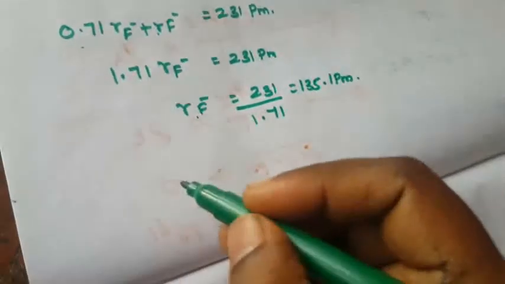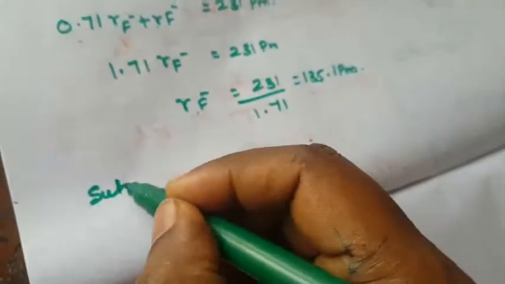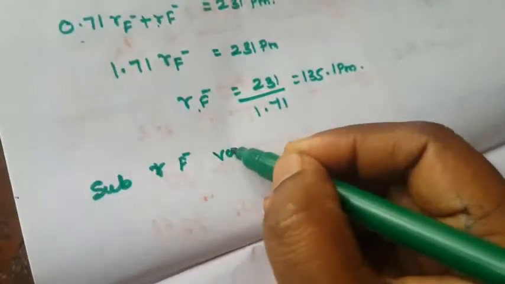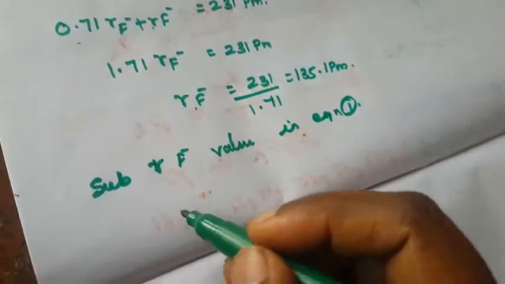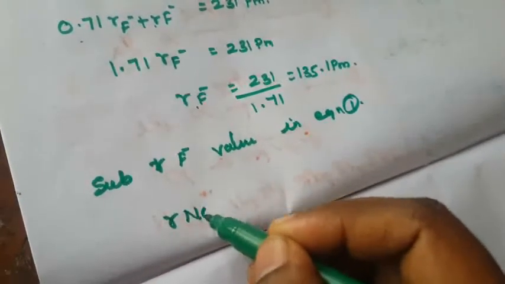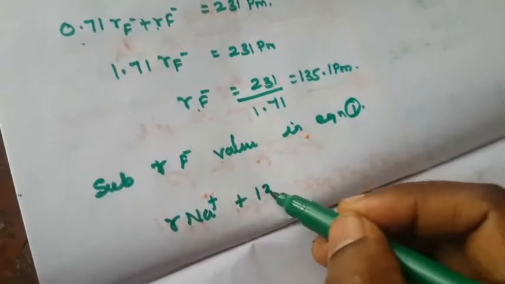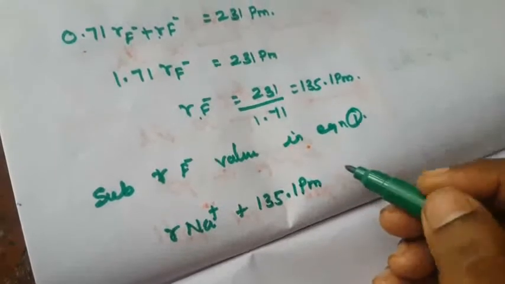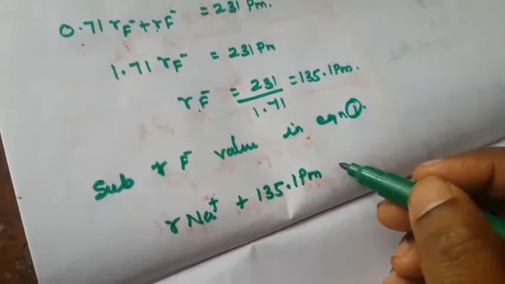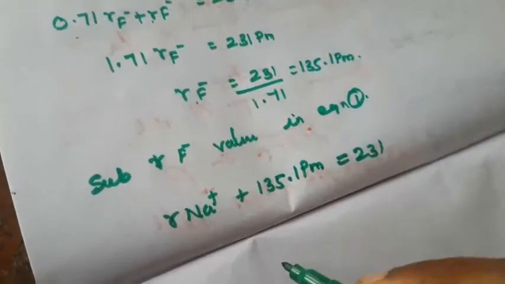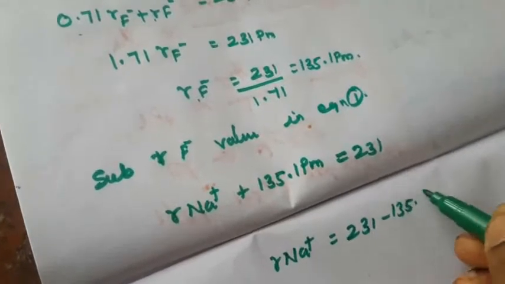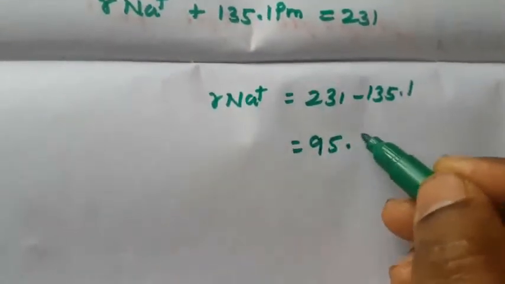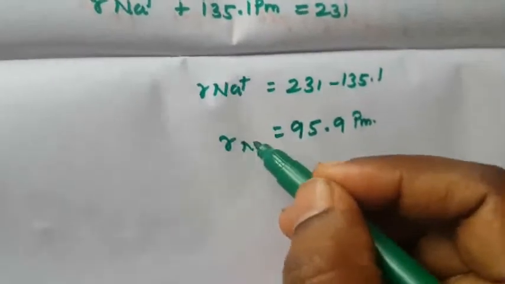Next you substitute the R F minus value in equation 1. The radius of F minus is 135.1 pm, and the sum is 231. So radius of Na plus equals 231 minus 135.1, which is 95.9 pm. This is the radius of Na plus.